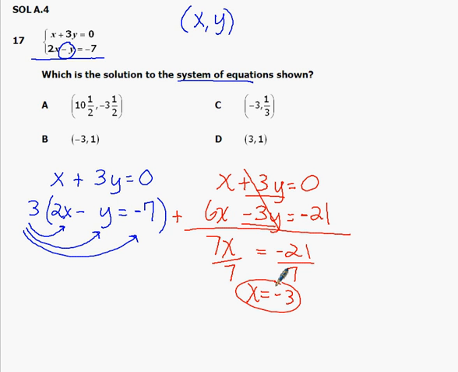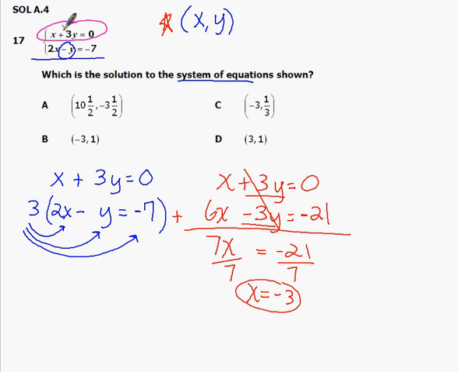We're not finished, however, because recall, to have a solution we need the ordered pair that makes both equations true. Now that we have solved for x, we can simply take that value and plug it into either one of our original equations to solve for the other variable. I'll choose the first equation.